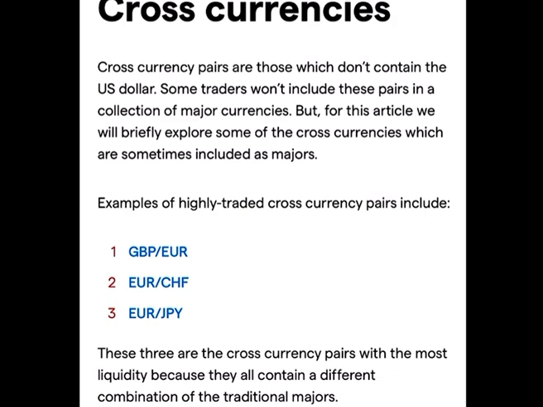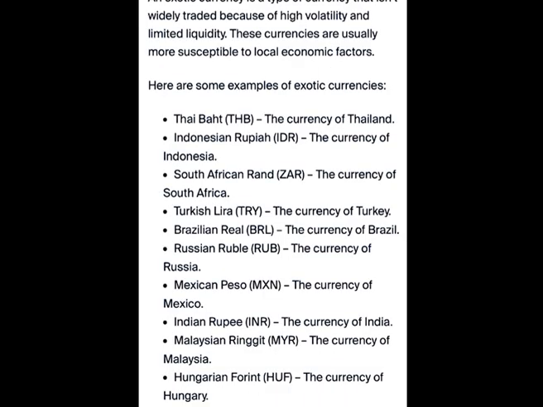Another one is cross currencies, right? These are currencies that don't contain the US dollar. Any currency that doesn't contain the US dollar, right? As you can see in the examples here, we have GBP/EUR, EUR/CHF, EUR/JPY. Can you see the US dollar in any of these? No, none of these currencies contain the US dollar, right? So any currency that does not contain the US dollar is definitely a cross currency, and it is not super strong, as you can know.